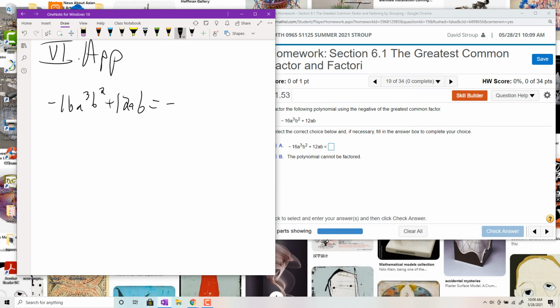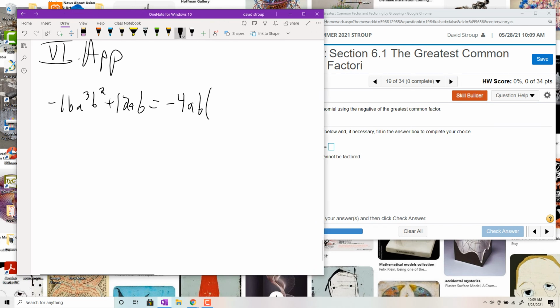What divides 16 and 12? The biggest number there, I believe, is 4. And then for a cubed and a, that'll just be an a. And b squared and b, we need a b. So then the leftover parts we'll have, and then we change the signs. So the first one will be positive, and the second will be negative.